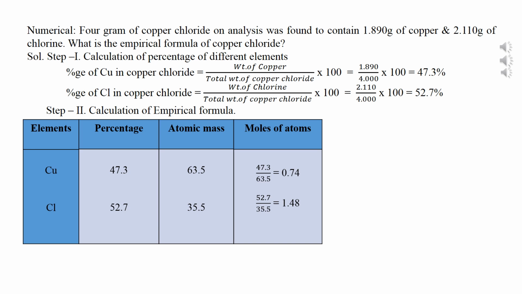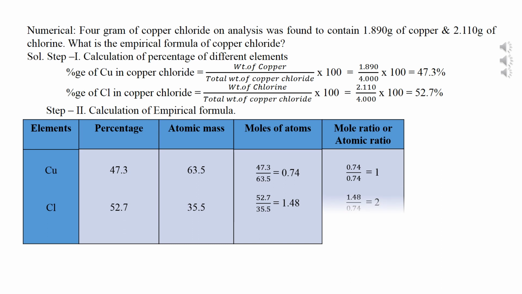So in the next step, we have to find out the mole ratio or atomic ratio. So the smallest value among the previous obtained values is 0.74. So we can divide both the values by 0.74. So in case of copper, 0.74 divided by 0.74, it comes out to be 1. And in case of chlorine, 1.48 divided by 0.74, it comes out to be 2.